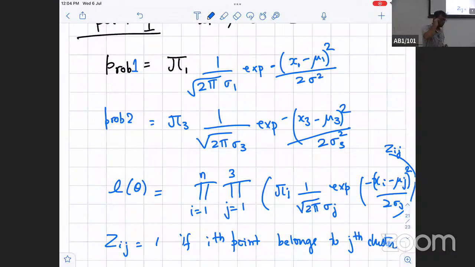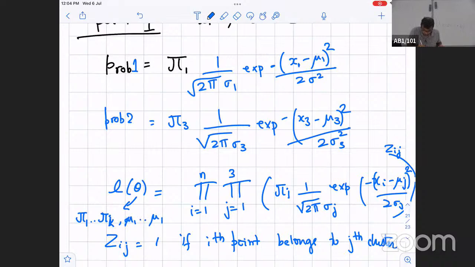So you look at the probability of the first point, multiply it with the probability of the second point, and that is the likelihood for a particular theta that you have chosen. Suppose your theta, by the way, theta consists of pi 1 to pi k, mu 1 to mu k, and sigma 1 squared to sigma k squared. This is a shorthand, and we write it as theta. So for a particular theta, which means an assignment of pi 1 to pi k and everything, you are looking at the probability of seeing the data. That is your likelihood. That is L of theta.